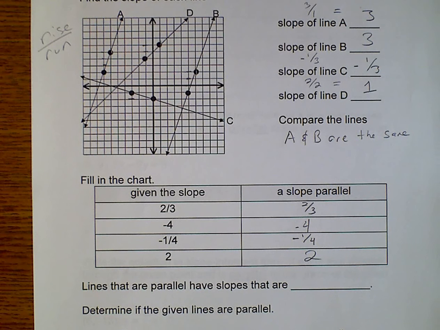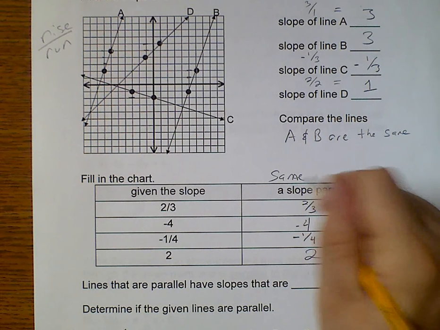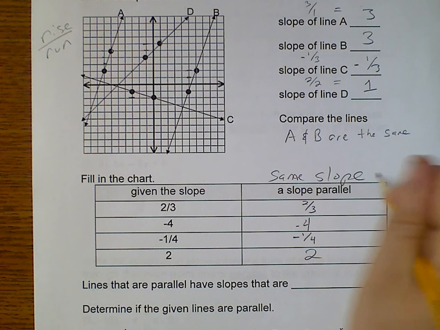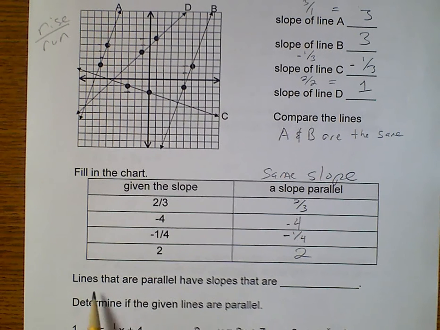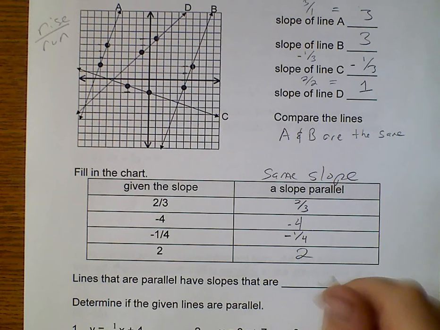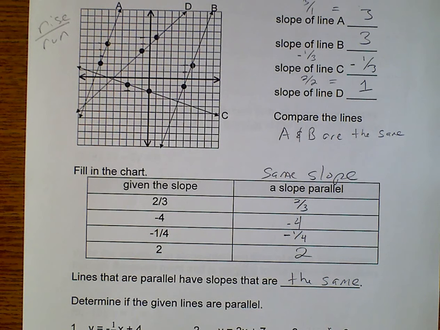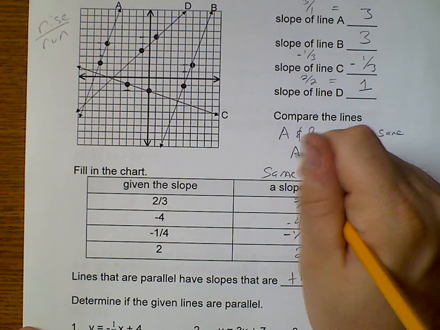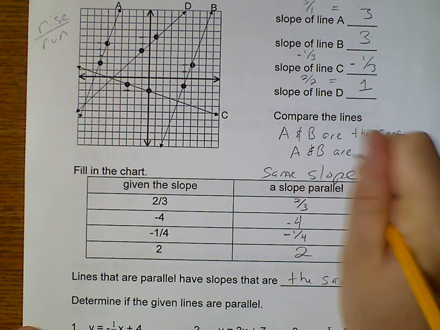Parallel lines have the same slope. Lines that are parallel have slopes that are the same. So parallel lines are easy, and we can come back over here and say that A and B are parallel.